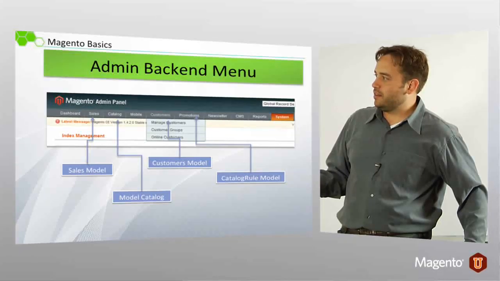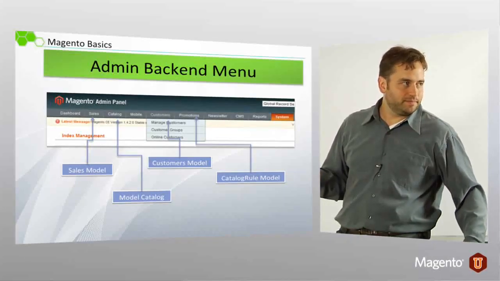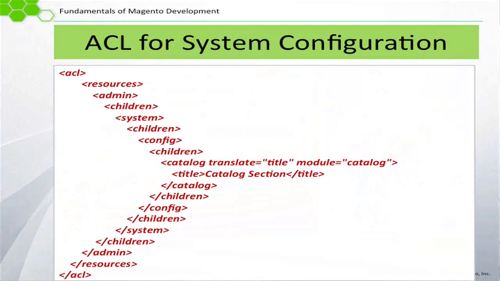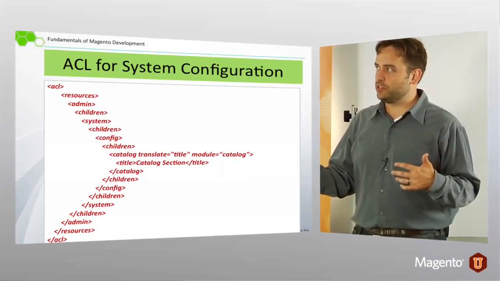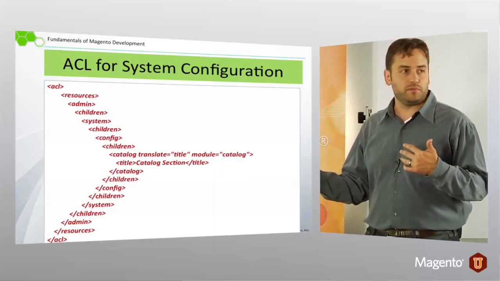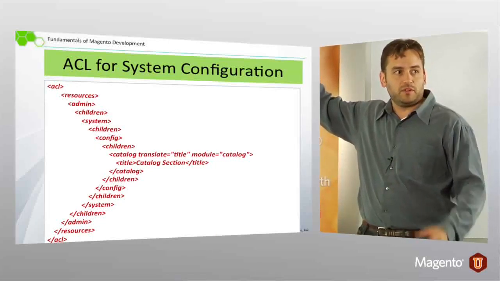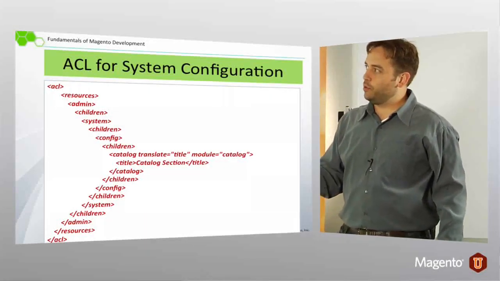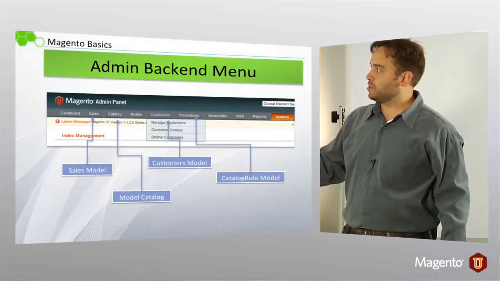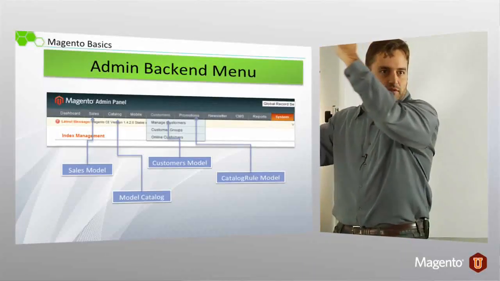These should probably say module. ACL for system configuration. Now this is for the system configuration. So we have the same pattern that we had before. Config, ACL, resources, admin, children, system. So that's that system, top level. Looks like we have catalog. So inside this children node, we would probably have system, reports, CMS, newsletter, all of those as sibling nodes.